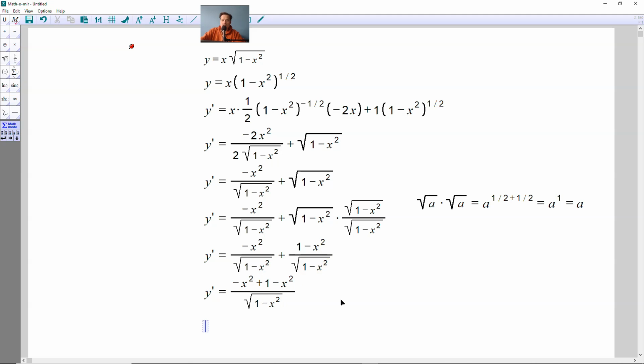And lastly, to finish up, it's going to become y prime is equal to square root on the bottom here. This way, 1 minus x squared. And in the top, it's going to be negative x squared minus x squared, which is negative 2x squared. And then you copy the positive 1, and then this is the answer.